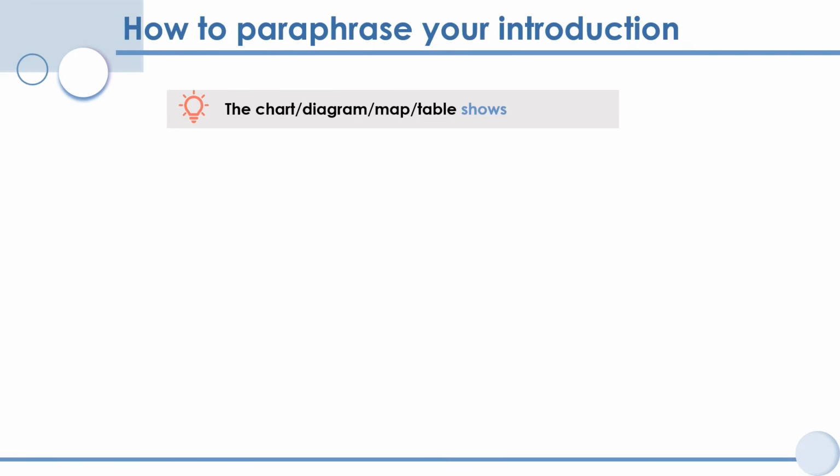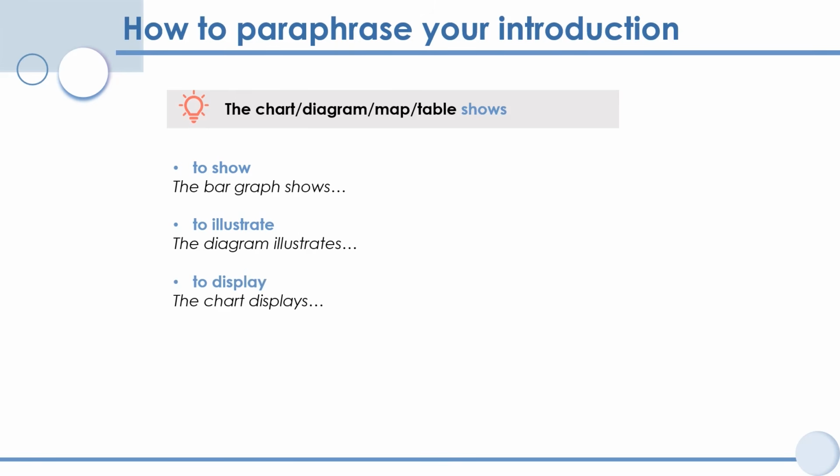Next, the chart, diagram, map shows. The verb is always to show. Actually, you can keep it. The bar graph shows. There is nothing wrong with it. You could use to illustrate. The diagram illustrates. Or to display, the chart displays.